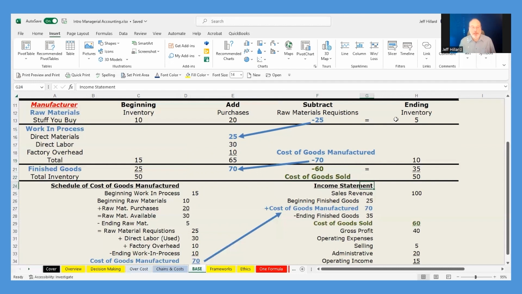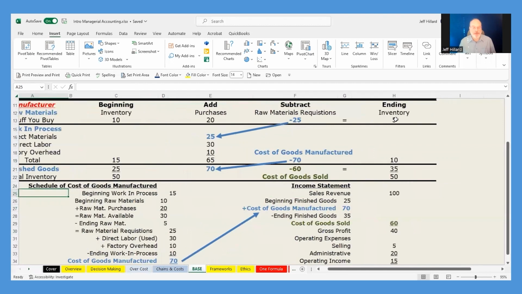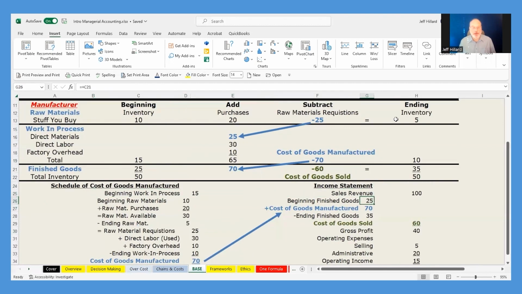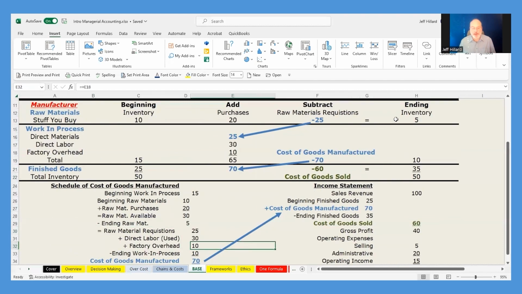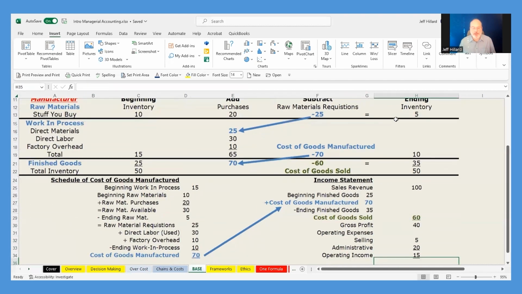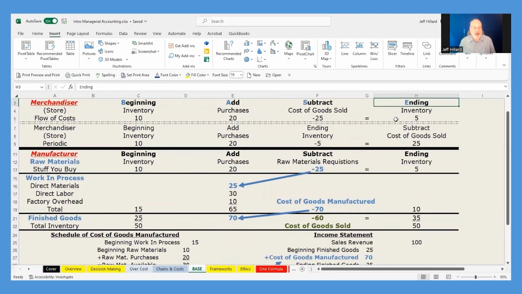Our income statement takes our sales revenue of $100 in our example, plus beginning finished goods, plus cost of goods manufactured, which comes from here, minus ending equals our cost of goods sold, minus selling and administrative expenses. These are our period expenses equals operating income.